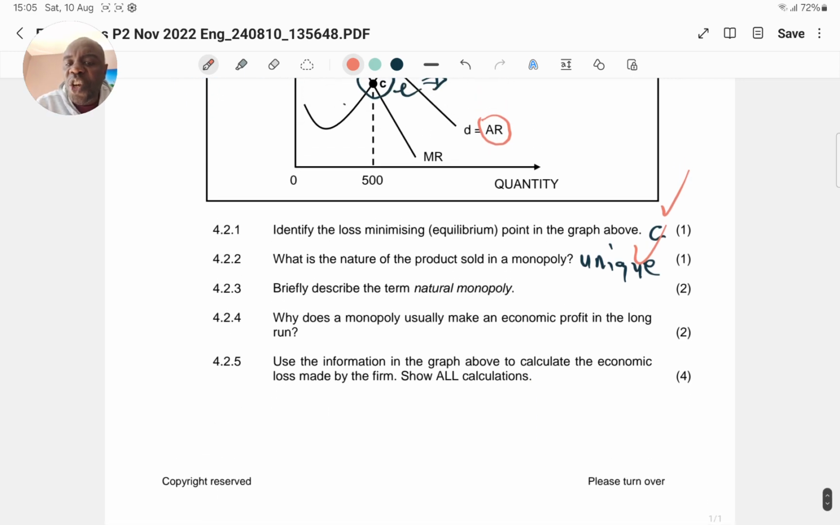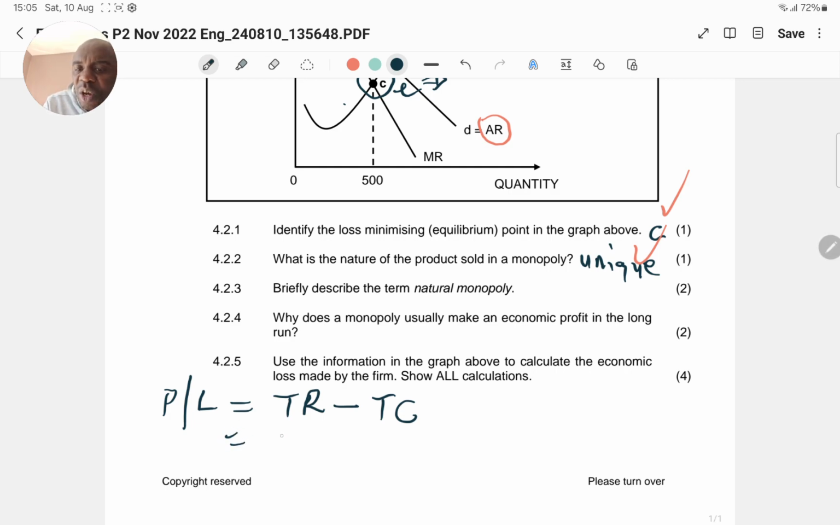Then the last question is, use the information in the graph above to calculate the economic loss made by the firm. Show all calculations. So we want to show the economic loss that is being made by the monopoly using a calculation. How does a business make a profit or a loss? It's total revenue minus total cost. Whether you're calculating a profit or a loss, the calculation is the same. How much money are we receiving? That is total revenue. How much money are we going to spend? That becomes our total cost.